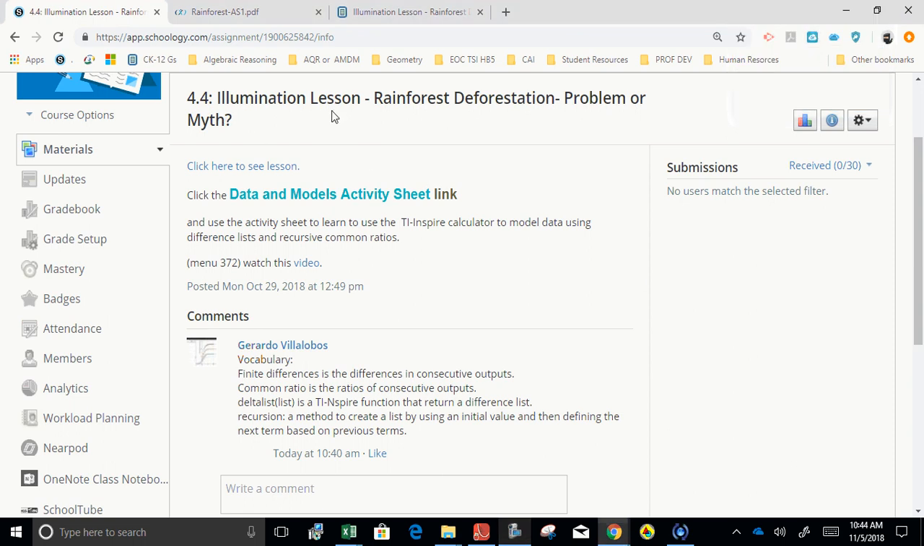Okay, so Rainforest, your first problem. Click here to see the lesson. Click here to see the data sheet. Vocabulary we need to talk about.